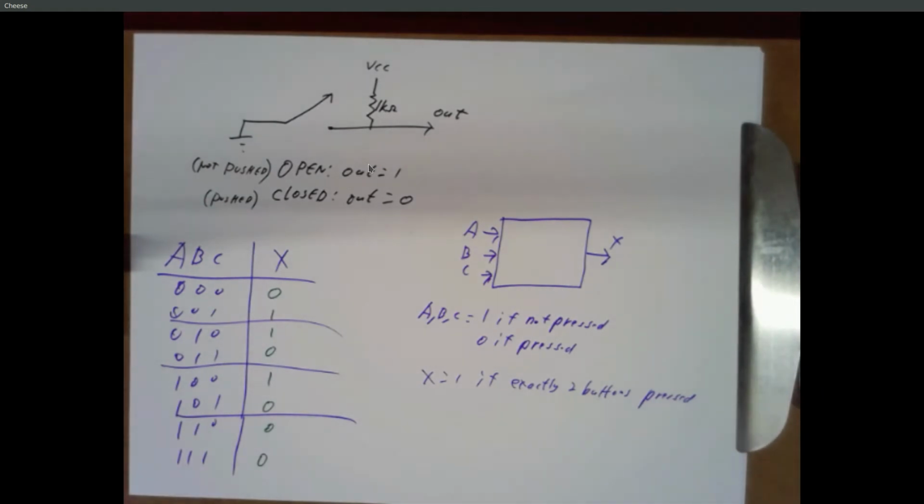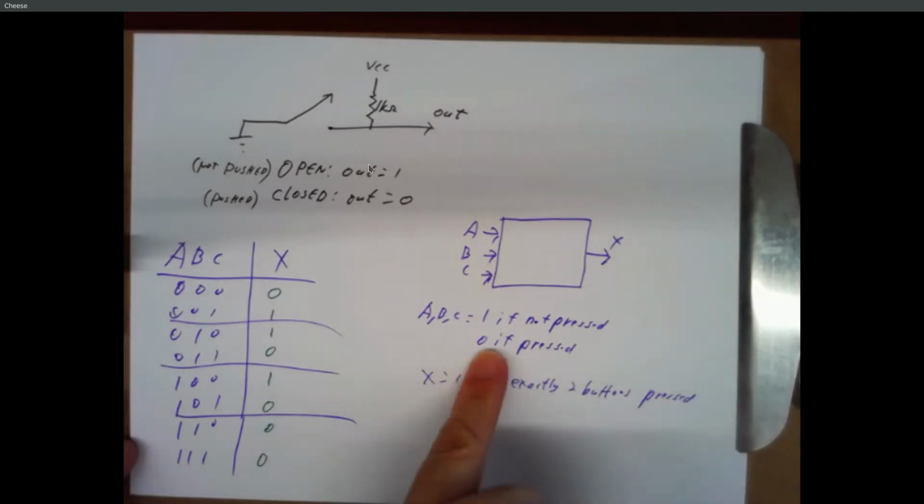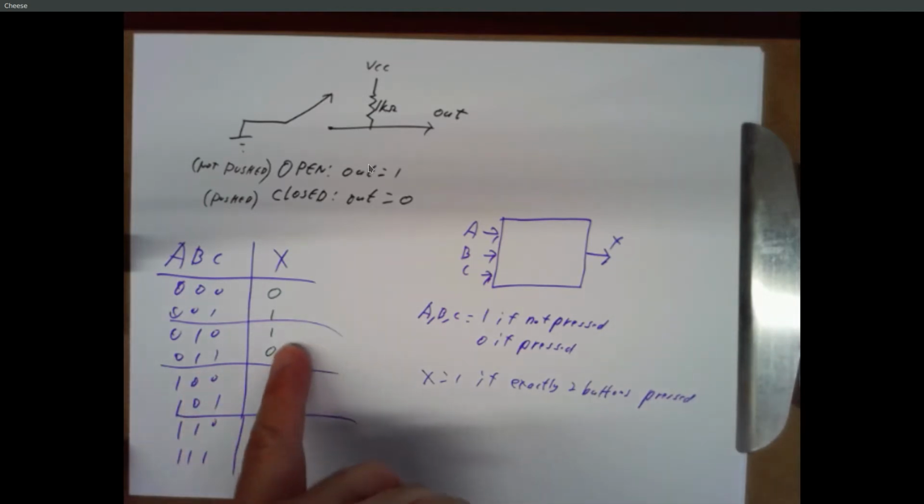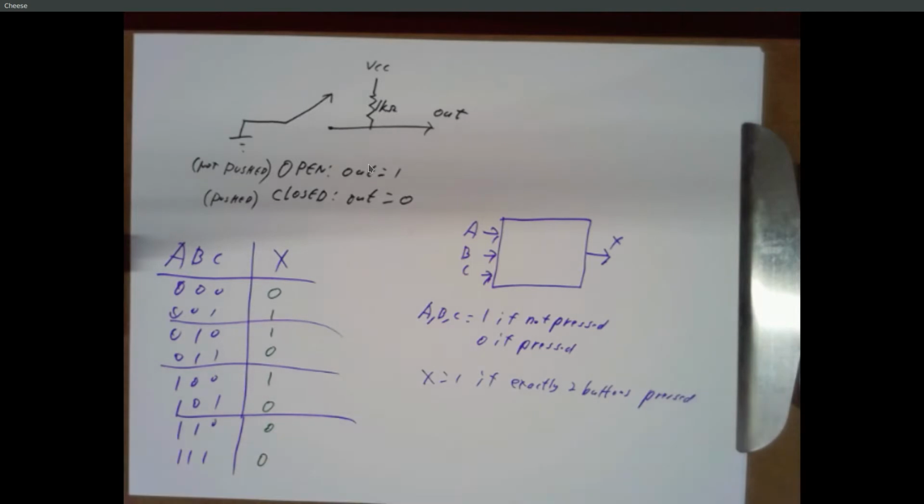But since we usually think of pressing something as turning it on, if we skip over this, we might think that we're wanting a 1 when we have 2 inputs that are equal to 1, right? So sometimes people put down a 1 here, here, and here, which is complementing the behavior of the inputs. So the system diagram was there to help you keep track of what pressed and not pressed mean.